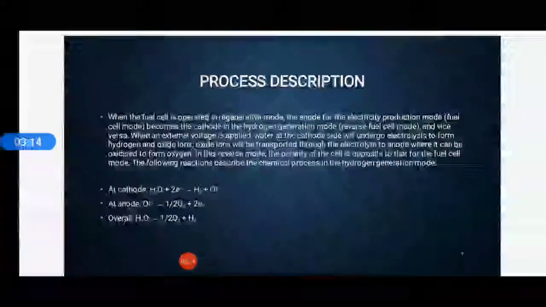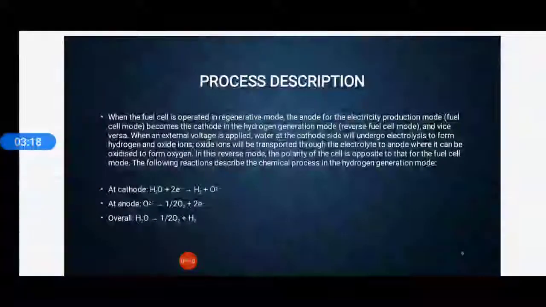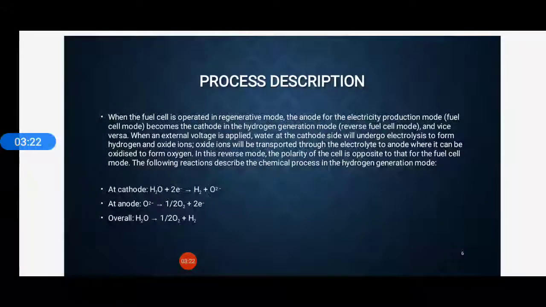Now come to process description of the regenerative fuel cell. When fuel cell is operated in regenerative mode, the anode for electricity production mode, meaning the fuel cell mode, becomes the cathode in hydrogen generation mode, reverse fuel cell mode, and vice versa. Meaning when the fuel cell is working in regenerative mode, then the polarity of the electrode, the cathode or anode, will be changed.